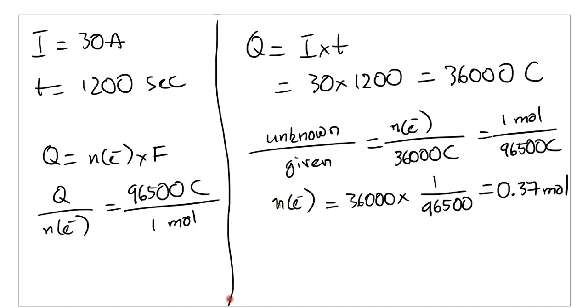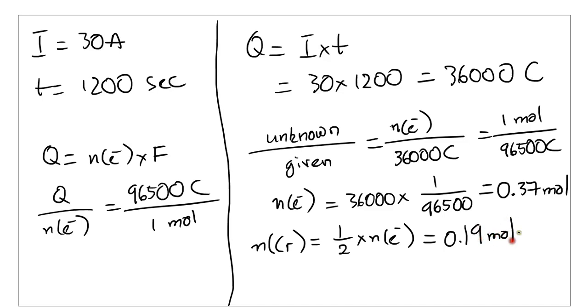Let's just do a thing here. N of chromium is going to be a half times the number of mole of electrons. So divided by 2, so 0.19. Again, I'm using the exact value. And then you're going to determine the mass of chromium. So number of mole times molar mass.